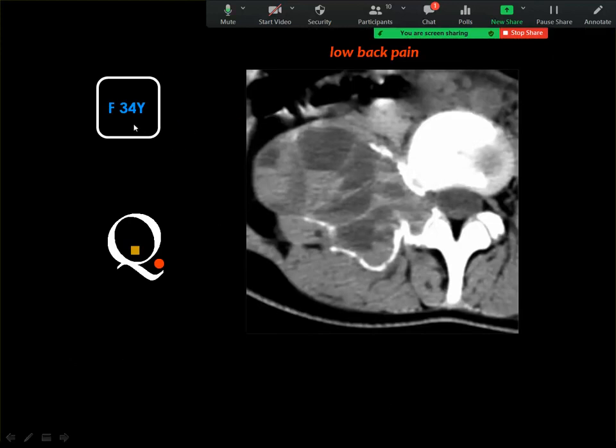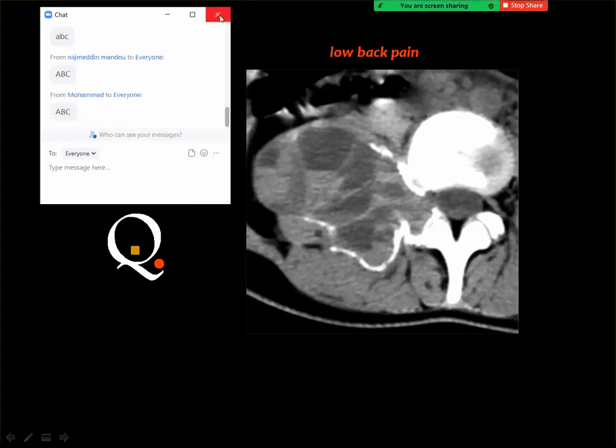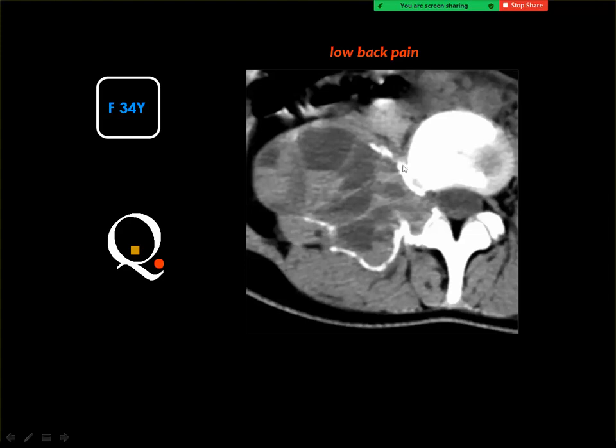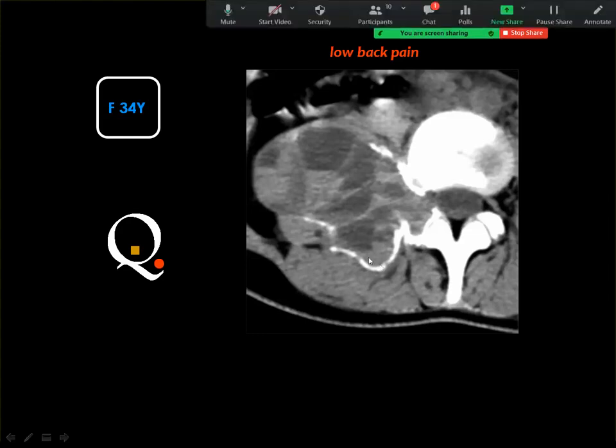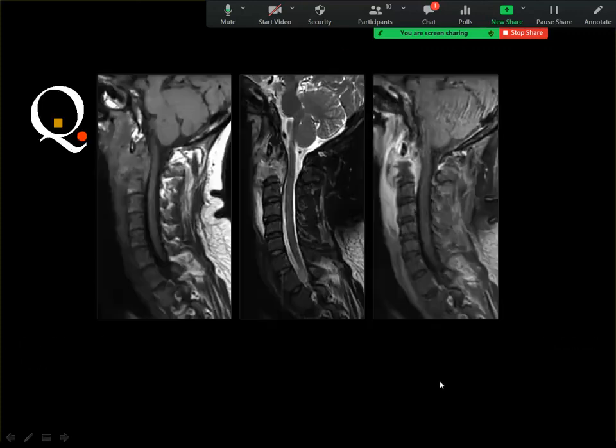The next case is a female patient, 34 years old, with low back pain. This is a CT of the lumbar spine. Yes, this is a straightforward case of aneurysmal bone cyst, an expanding lesion of the neural elements of the spine with multiple fluid levels, the classic appearance of aneurysmal bone cyst. The next case is an MRI of the spine, sagittal T1, sagittal T2, and sagittal T1 post contrast.